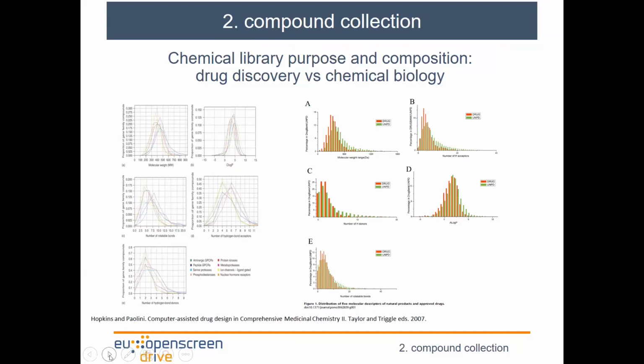But instead, if you are looking for novel chemical probes, you cannot be so strict with these rules, and you can include in your chemical library other kinds of products, such as natural products. On the right part of the screen is a comparison of drugs, depicted in red, and natural product libraries, depicted in green. And you may realize that the properties are quite different. So depending on the purpose of your screen, you have to select the right chemical library to screen in order to have a successful high-throughput screening. If you move to the next slide, please.